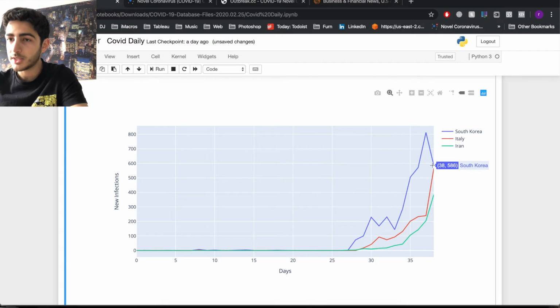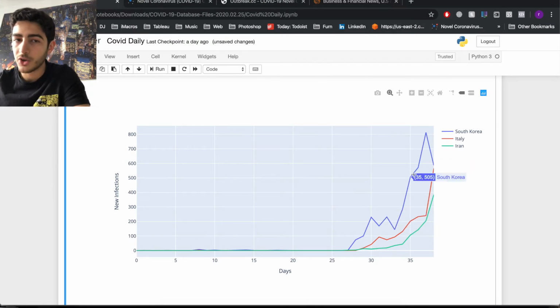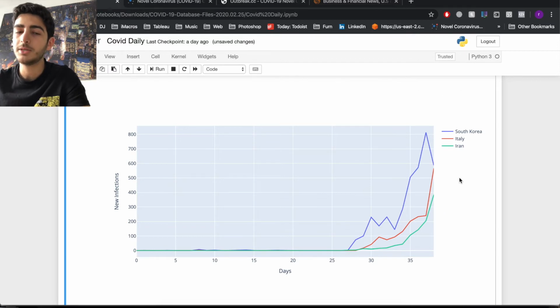However, it seems to be stabilizing. It seems to be dropping a bit. But as we've seen here, it can still drop and go back up. So we haven't seen persistent decrease of new infections. But I'm very optimistic that this remains lower.